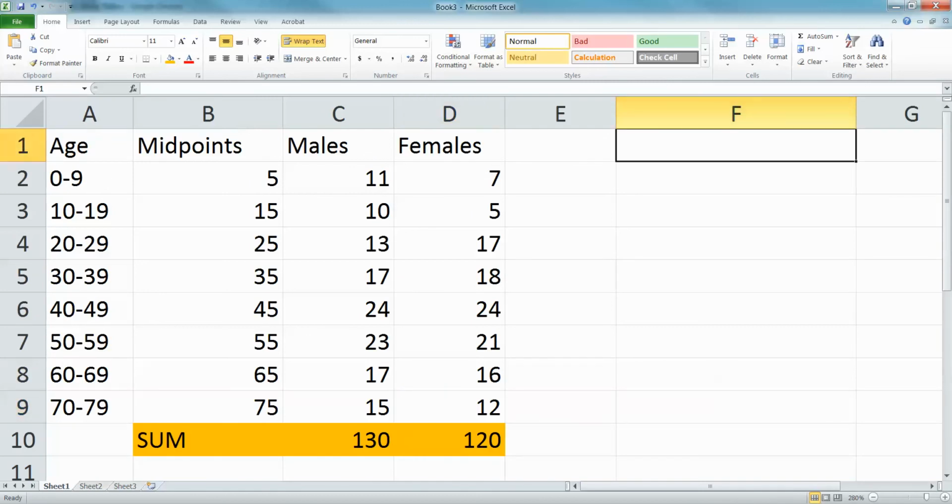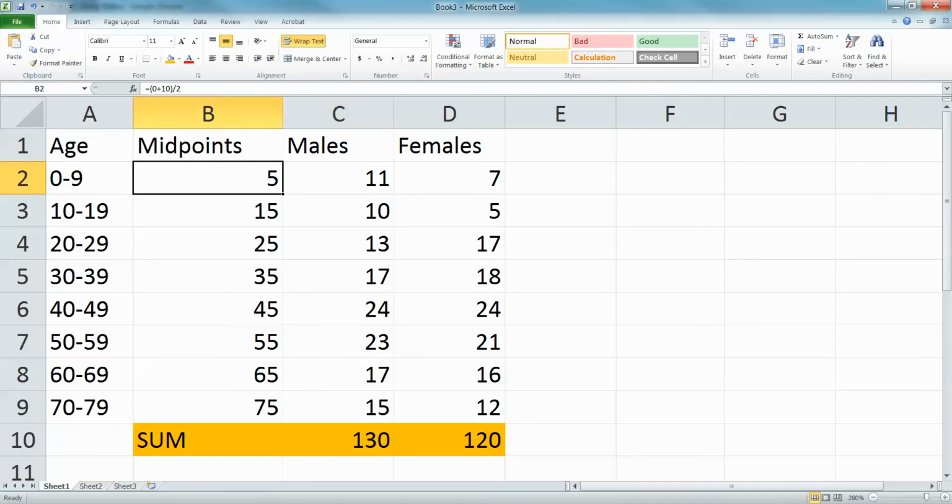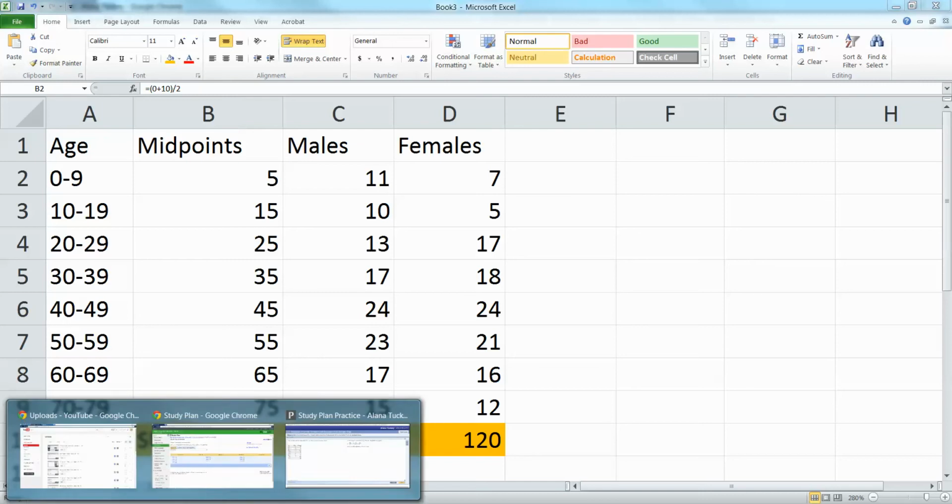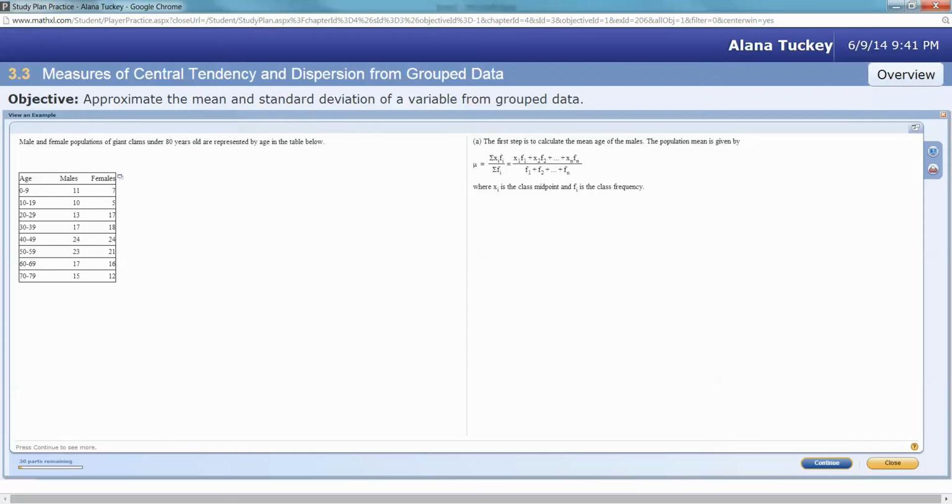All right, now I need a new column. I need to know what males times the midpoints is. Because if you recall, that's how the formula works. Let me go back to the formula. Not that we use the formula that often, but what you do is you want x1, which is your midpoint, times f1, which is your frequency, so your first male frequency. Then you want x2, your midpoint, times f2, your next frequency, and so on.